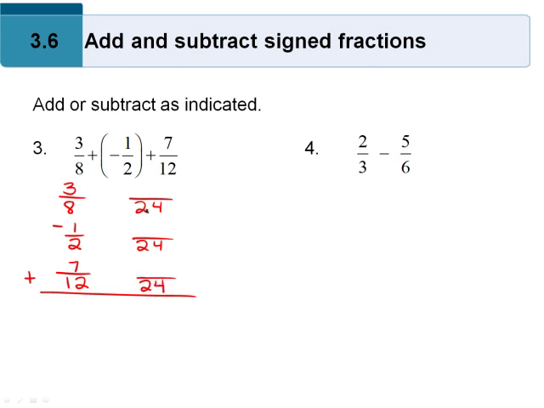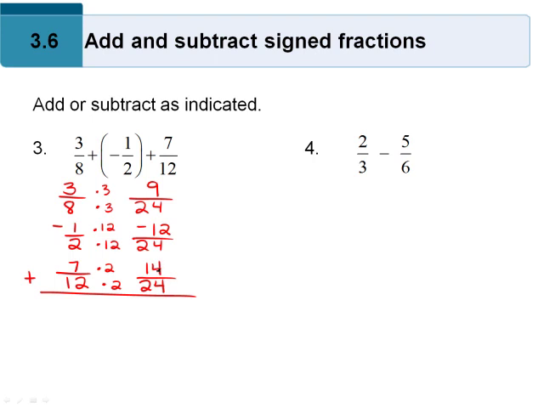So now you do your division. 24 divided by 8 on that first fraction is 3. So I have to multiply the top and bottom by 3. 3 times 3 would be 9. And then on the middle fraction, 24 divided by 2 is going to be 12. And then keep the negative in the numerator. Negative 1 times 12 is negative 12. Okay? And then on the bottom, 24 divided by 12 is 2. So 7 times 2 would be 14.